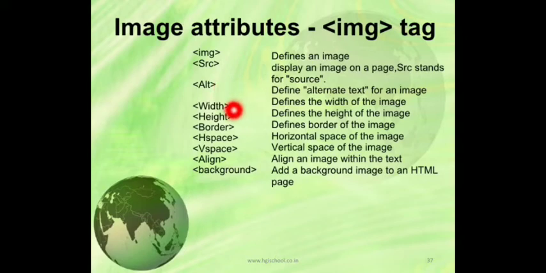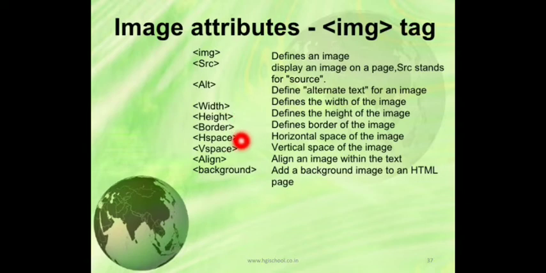Now width is used to set the width of the image, height is used to set the height of the image, border is used to set the border of the image. So in height, width and border you will have to write the numbers. Border equals to 1, border equals to 2, etc. Height and width you can mention something like 100, 200, 300, like that.